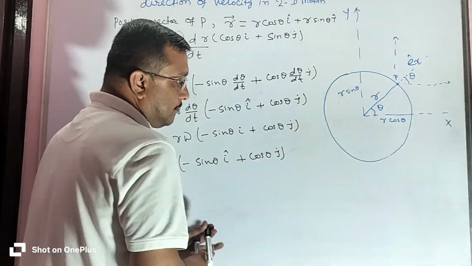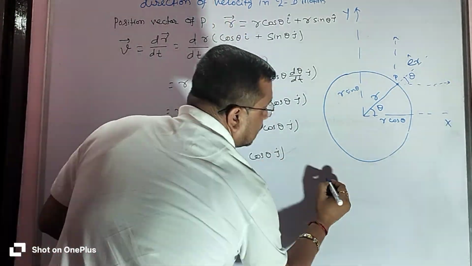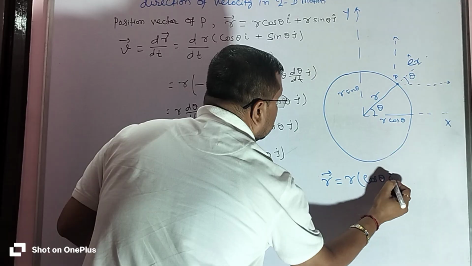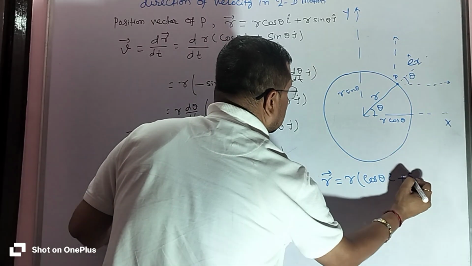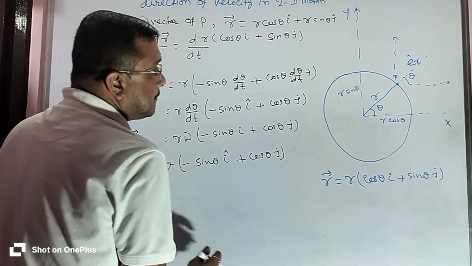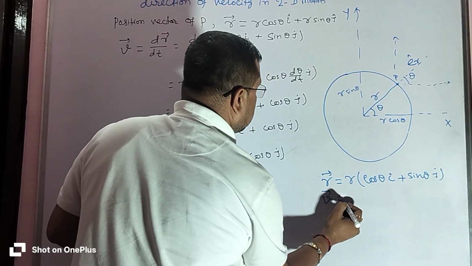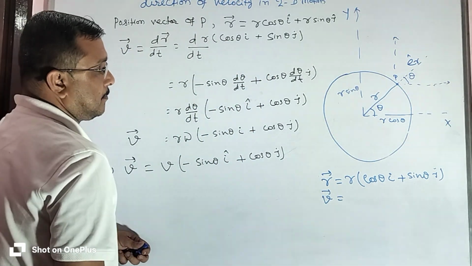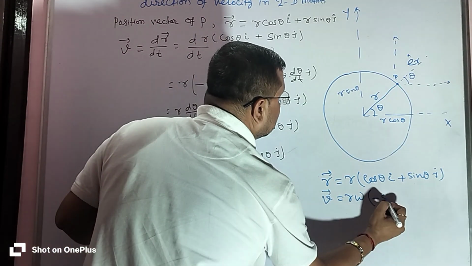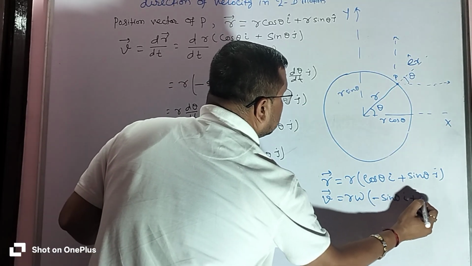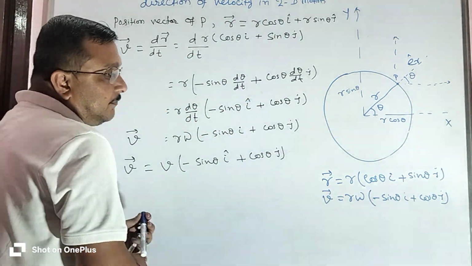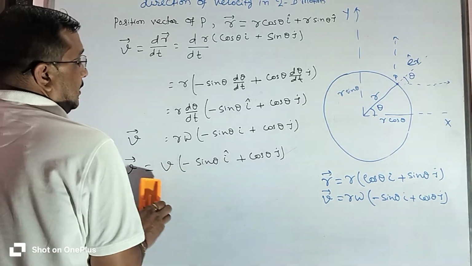We shall write here. What is our R? R equals R cos theta i plus sin theta j. And what is V? R omega, minus sin theta i plus cos theta j. So, if we see from here, now remove all these things. We have written that part.